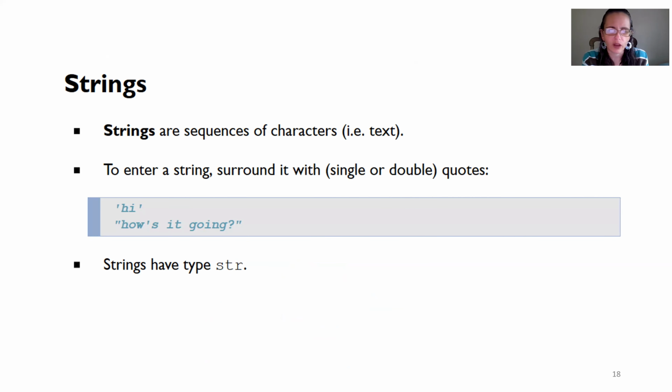Strings are sequences of characters, otherwise known as text. To enter a string, you need to be sure to surround it with single quotes. You can use double quotes as well. It doesn't really matter which ones you use. You do need to make sure that they are the same kinds. You can't mix and match, like one single quote with a double quote. So here we have two strings, hi and how's it going? Strings have the type str.